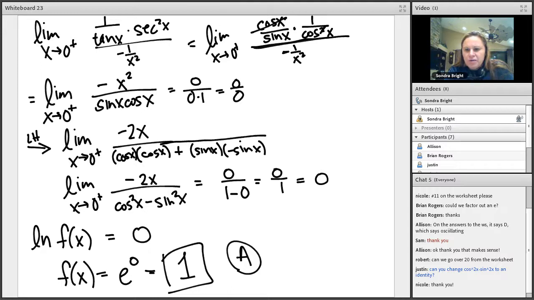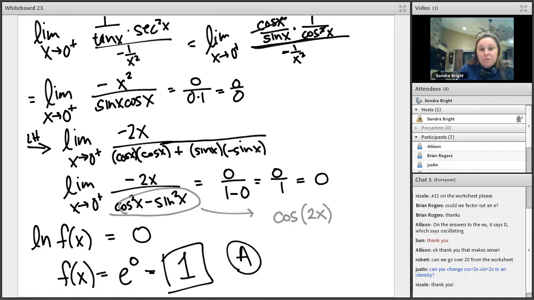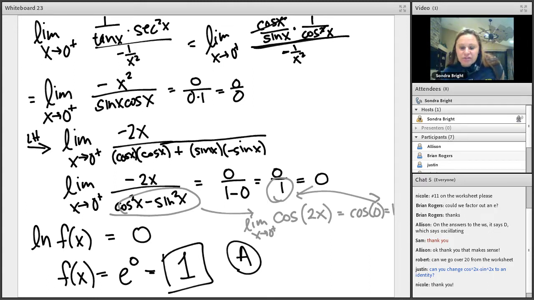Okay. Can you change cosine squared minus sine squared to an identity? Yes, you can, if you remember that. But you're doing work that you didn't really need to do. But by all means, if you remember that this guy is cosine of 2x, you can replace that. It's equivalent. Take that limit as x goes to 0, which means that it's just cosine of 0, which is 1, which is what I said that the denominator was. Those guys are the same. They better be the same. But yeah, you absolutely can do that using the identities. All right.